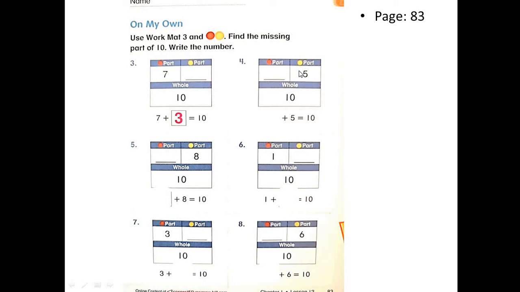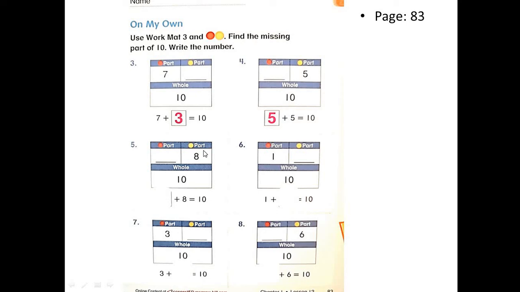Here the second part is 5, while the first part we don't know what it is, but the whole is 10. Here also you can use your fingers. If you put number 5 in your head and then count up until 10, how many fingers do you have now? Try it, think about it. 5 in your head and then 6, 7, 8, 9, and 10. Now you have 5 fingers, right? So the first part is 5. And the addition sentence should be like this. 5 plus 5 equals 10, right?